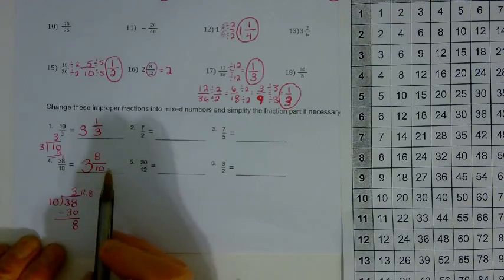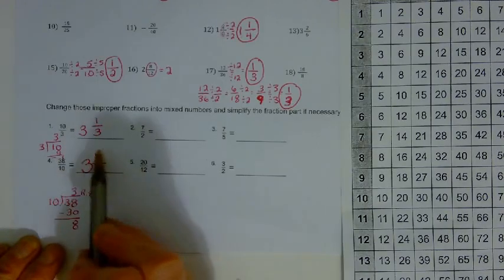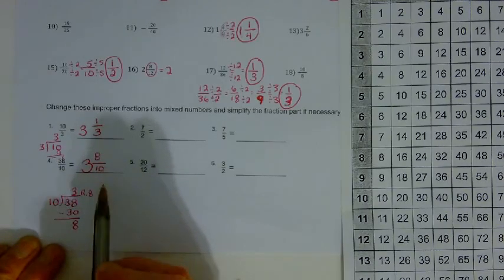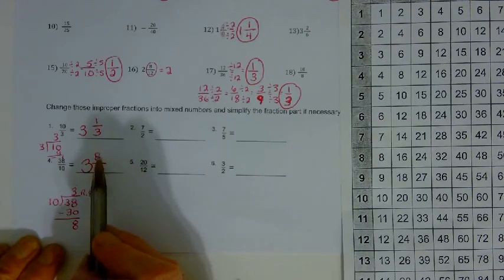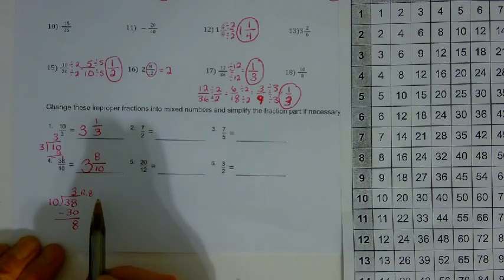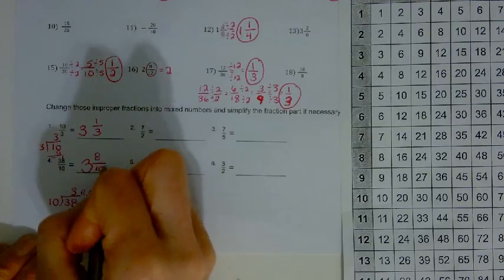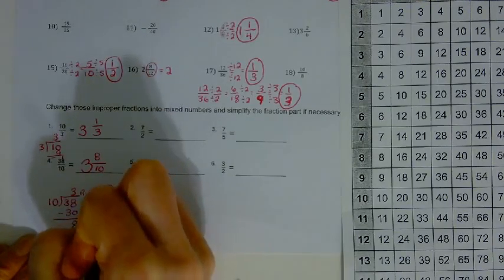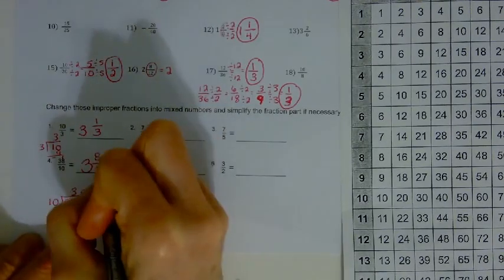If you can recognize that both of those are even numbers, you can remember to divide both top and bottom by 2. So to simplify this, you rewrite the 3, and then we have to divide the top by 2 and the bottom by 2.